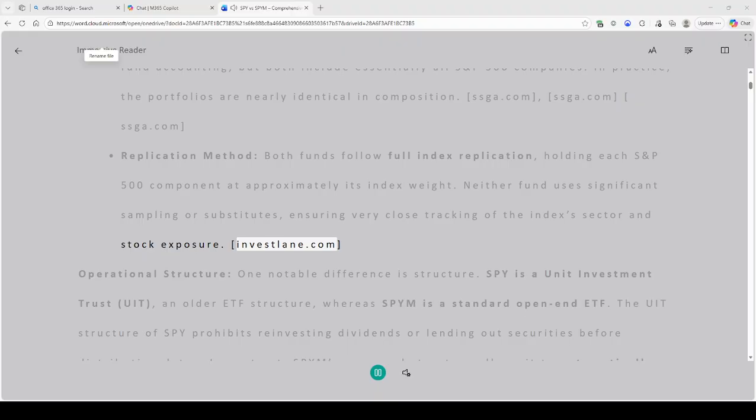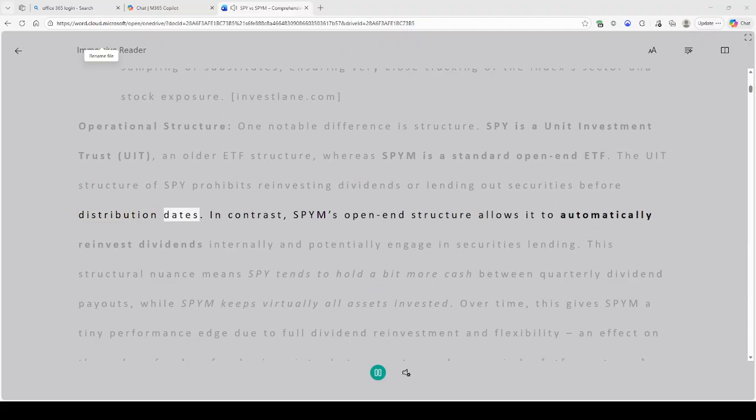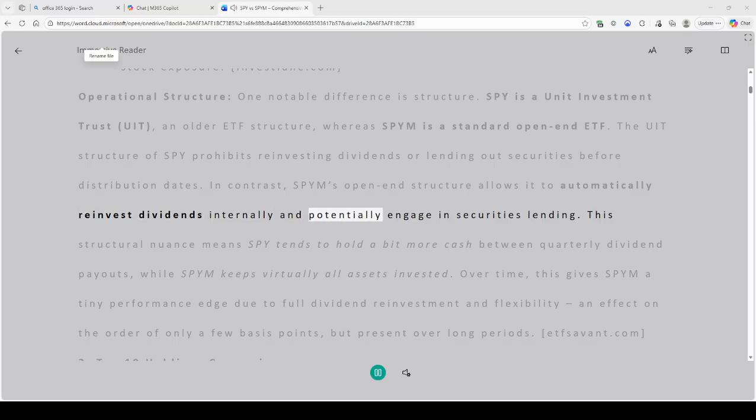Operational structure. One notable difference is structure. SPY is a unit investment trust, UIT, an older ETF structure, whereas SPYM is a standard open-end ETF. The UIT structure of SPY prohibits reinvesting dividends or lending out securities before distribution dates. In contrast, SPYM's open-end structure allows it to automatically reinvest dividends internally and potentially engage in securities lending.